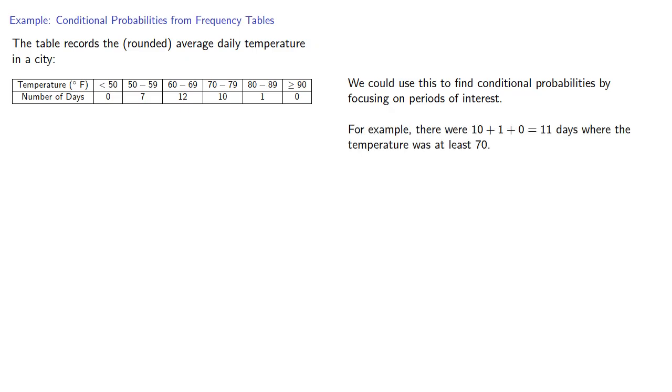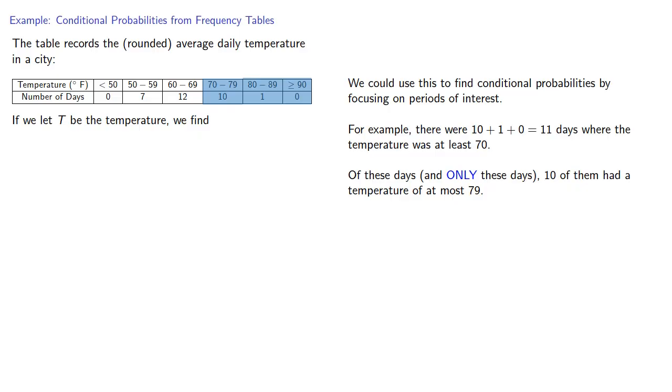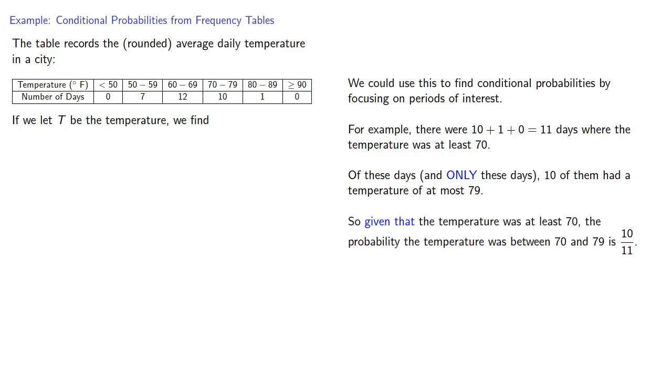For example, there were 10 plus 1 plus 0, 11 days where the temperature was at least 70. Of these days, and only these days, 10 of them had a temperature of at most 79. So given that the temperature was at least 70, in other words, were among these days, the probability the temperature was between 70 and 79 was 10/11. And that gives us a conditional probability.